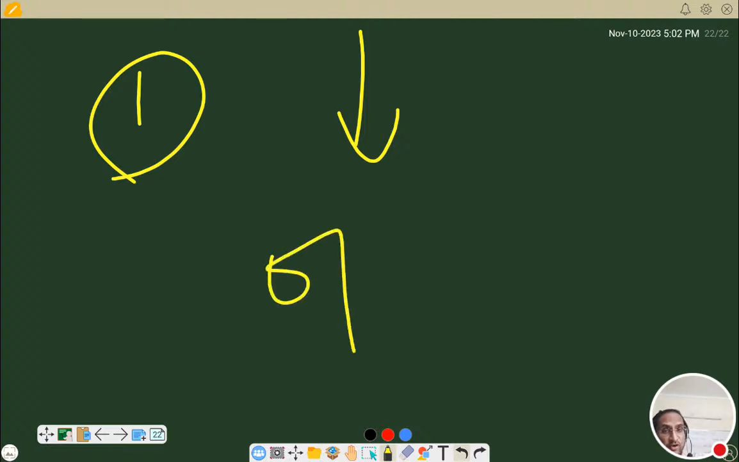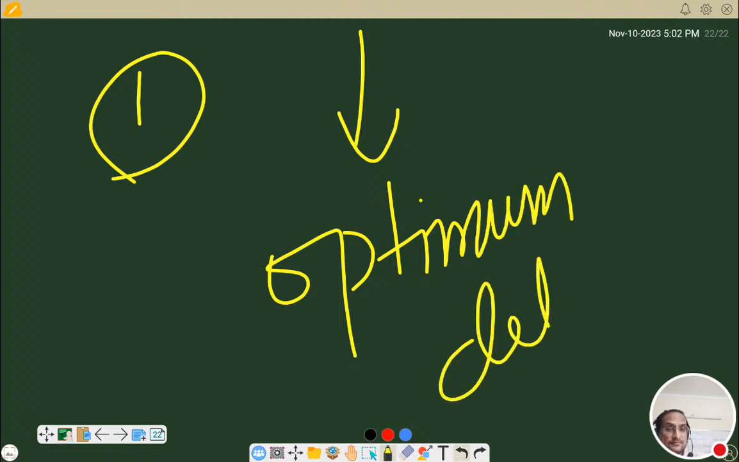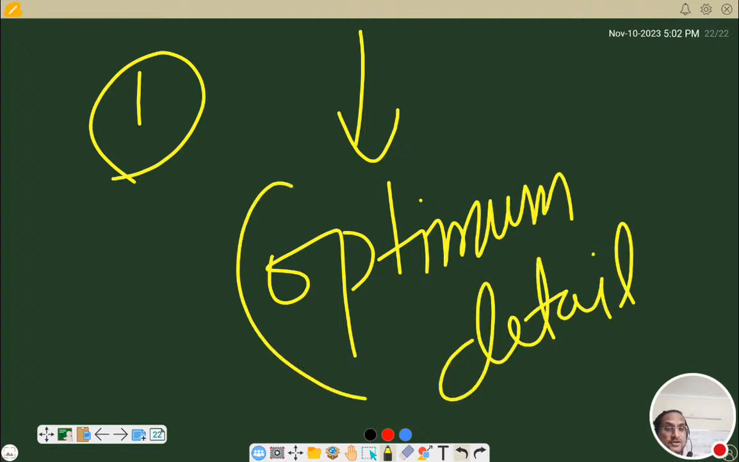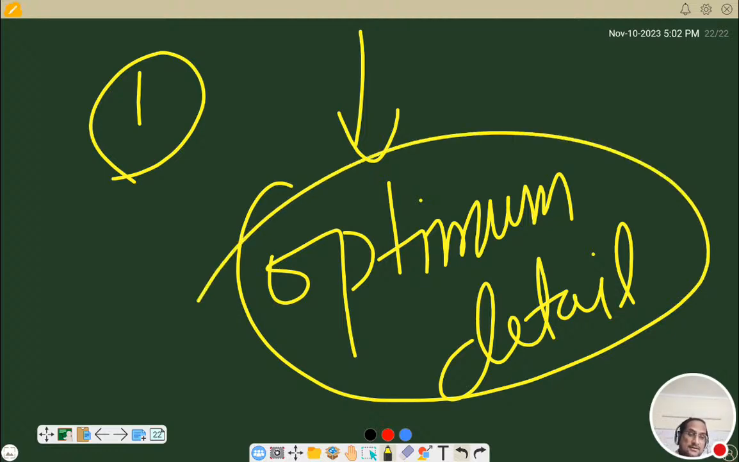So what do we have to look for? Optimum detail. It's very important to understand: optimum accuracy, optimum detail. Because you are not asking only one person, you are not asking all 10,000 people, you are asking only 100 people. So there is an optimum detail. Accuracy, detail. R is your reliability.